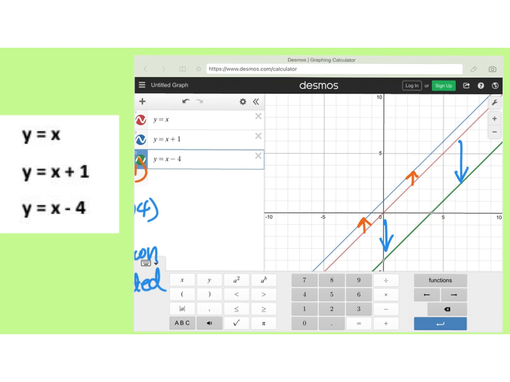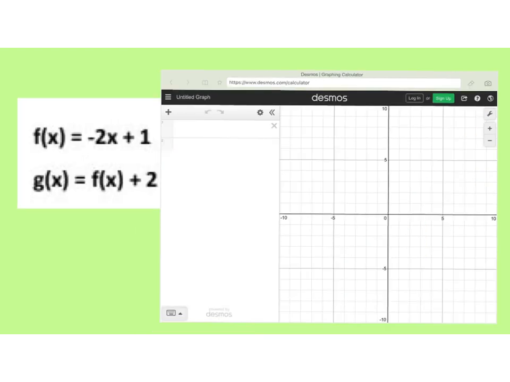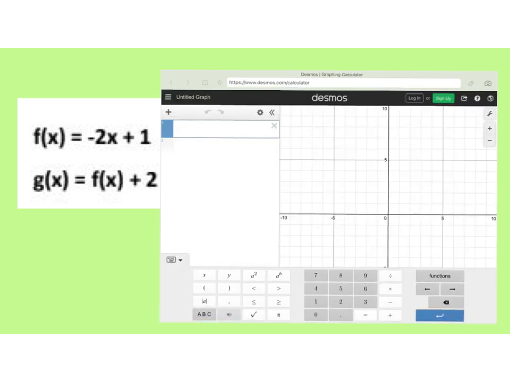Okay. So now let's look at a different perspective. Now this is where we have f of x. So in this case, we have f of x equals negative 2x plus 1. So let's graph this guy. Remember, f of x is y, so I could put y equals negative 2x plus 1. And there it is graphed.